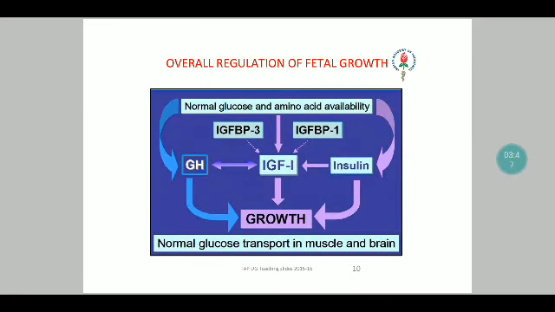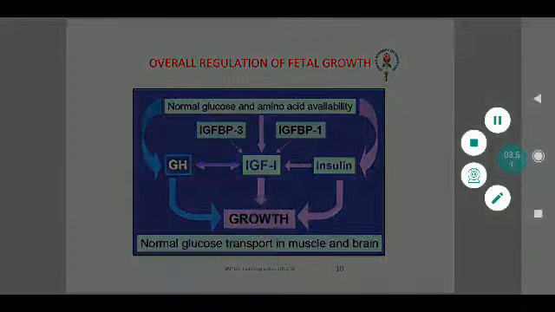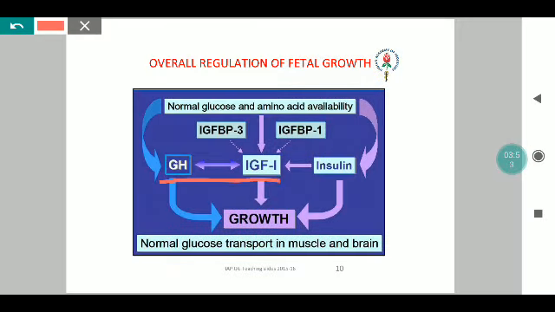This flowchart is basically a summary which shows that growth is affected by insulin-like growth factor 1 and growth hormone, all these three together. And there is normal glucose transport within the muscle and within the brain.